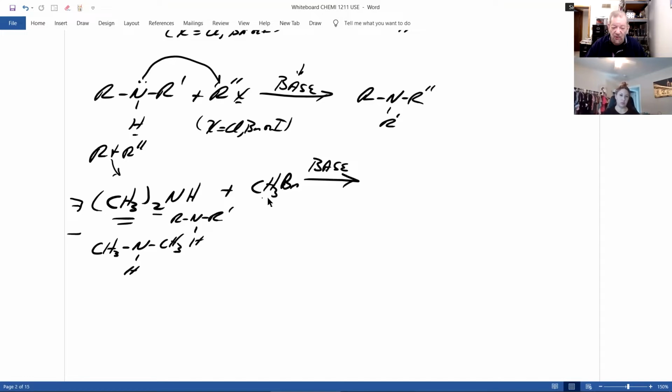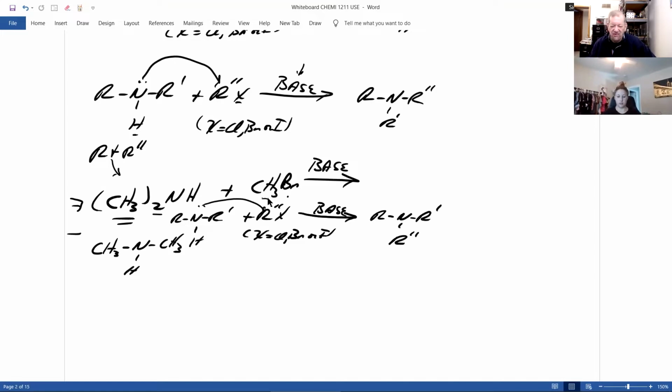What do we have here? Ooh, a methyl group with a halogen. And we have an alkyl halide. Remember, X can be chlorine, bromine, or iodine. And in the presence of base, this attacks that, kicks out HX, which is neutralized by the base. And you get a tertiary amine.